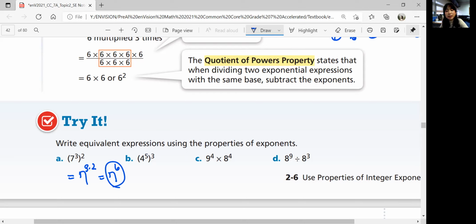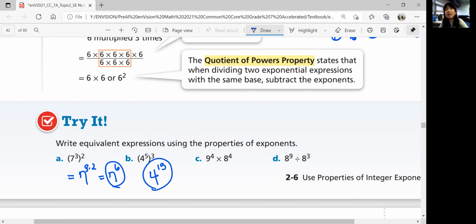What about part B? This is also the power of a power property. So you can multiply the powers. Do not change your base. Your base is 4. Okay, 5 times 3 is 15.